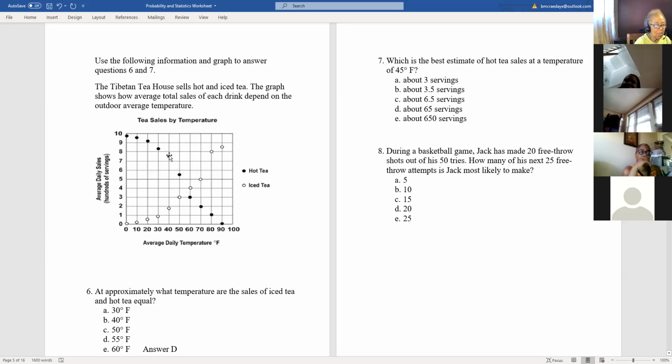Sales are over here on the Y. So 45 is between 40 and 50. So you want to find the hot sales at 40 and the hot sales at 50.